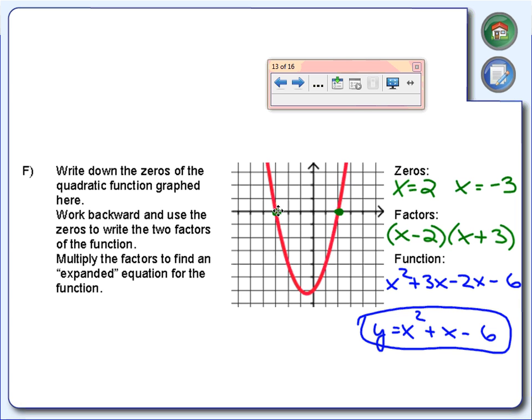So again, remember, there is a relationship between our factors and our zeros. They're always going to be opposites of each other.